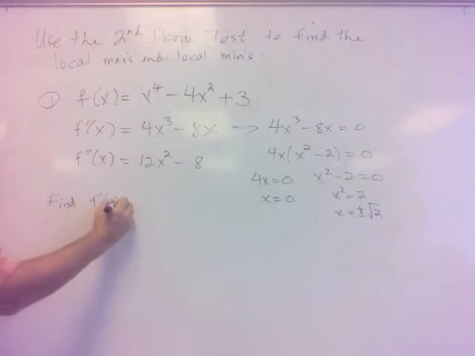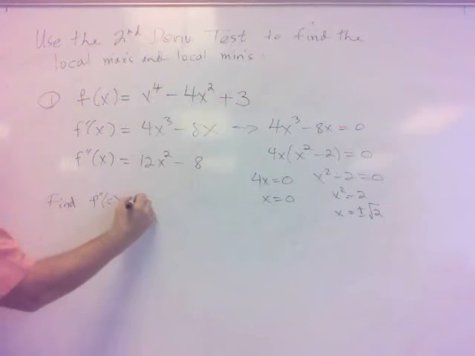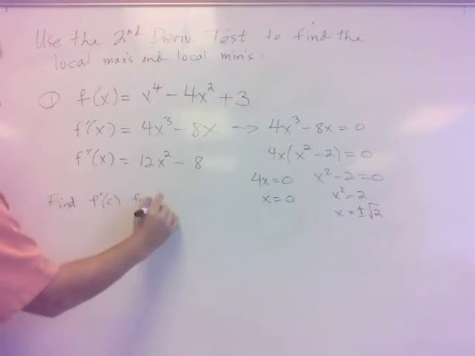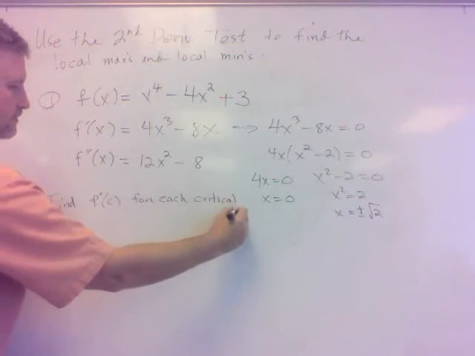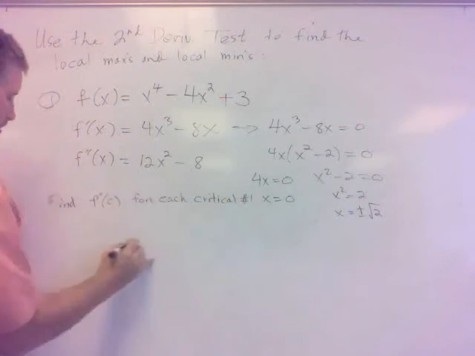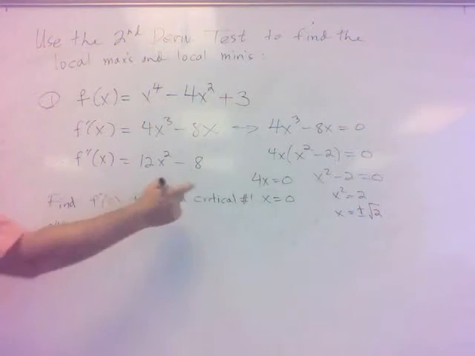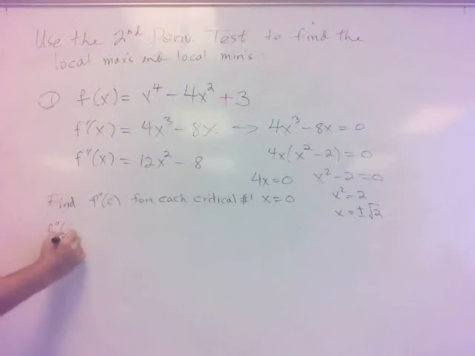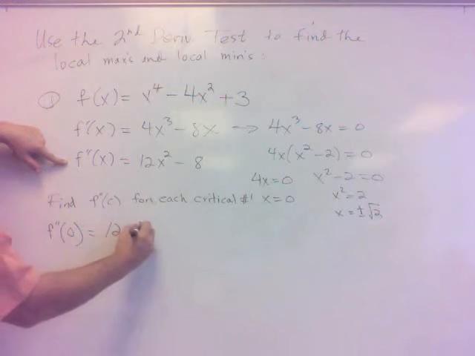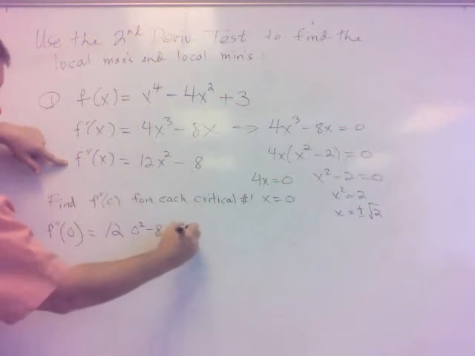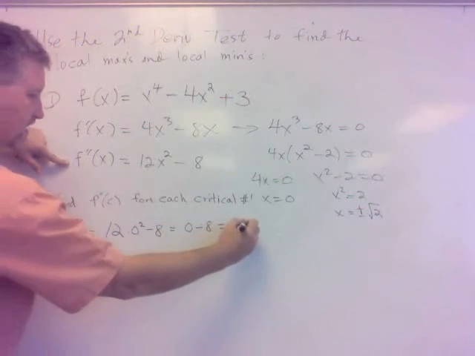Find f prime of c for each critical number. It's basically the change here that we're doing. So f double prime of 0. Well, if I do the second derivative, now I'm evaluating the second derivative at 0. So I go to this one, plug in 0, and 0 minus 8 is negative 8.